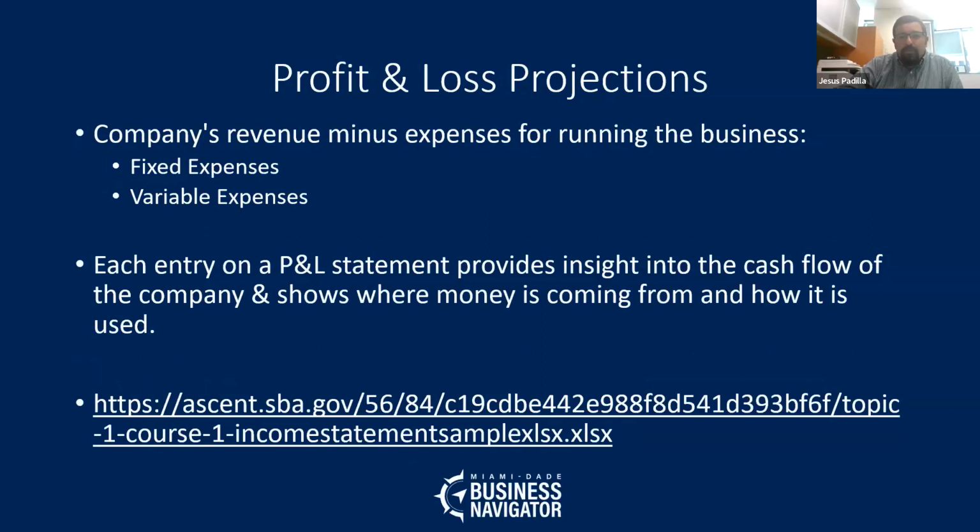Last but not least, have a full understanding of your variable and fixed expenses. The fixed expenses are the consistent expenses that you have on a month-to-month basis: the salaries, the insurances, the rent or lease payments of your brick and mortar location, your warehouse. The variable expenses could be the commissions or any additional inventory that you have to purchase, your COGS. Having a good understanding of your fixed and variable expenses will definitely help you with your P&L projections on a month-to-month basis.